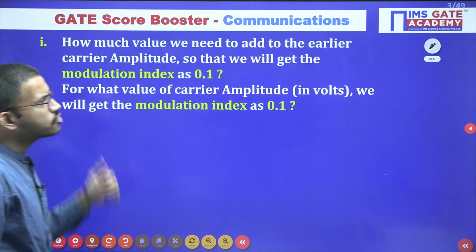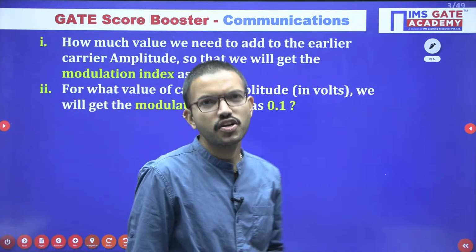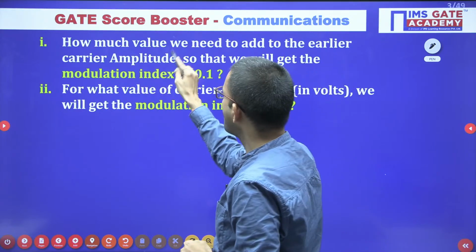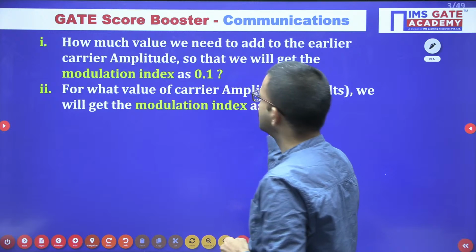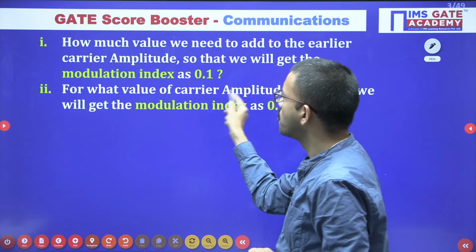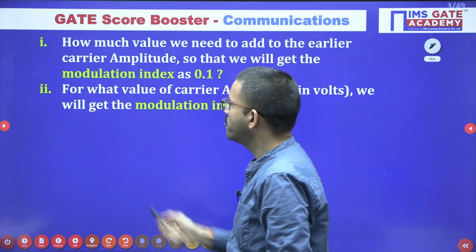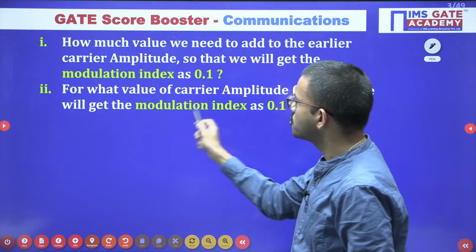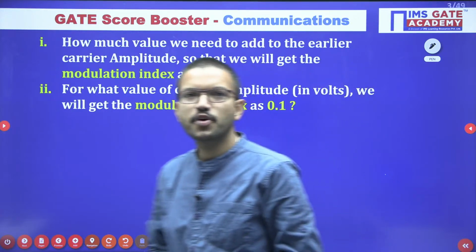And here you have to consider this waveform of the amplitude modulated wave. We have to solve this question in two cases. In case 1, how much value do we need to add to the earlier carrier amplitude so that we get the modulation index as 0.1? Whereas in case 2, for what value of carrier amplitude are we going to get the modulation index as 0.1?